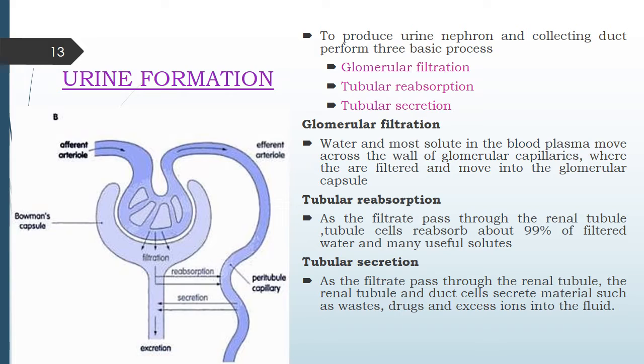In the picture we can see the three main processes: the filtration process, the reabsorption process and the secretion process. From the glomerulus, first the blood is filtered into the Bowman's capsules, and when it reaches the tubules, reabsorption into the peritubular capillaries occurs, and from the peritubular capillaries the secretion process continues.